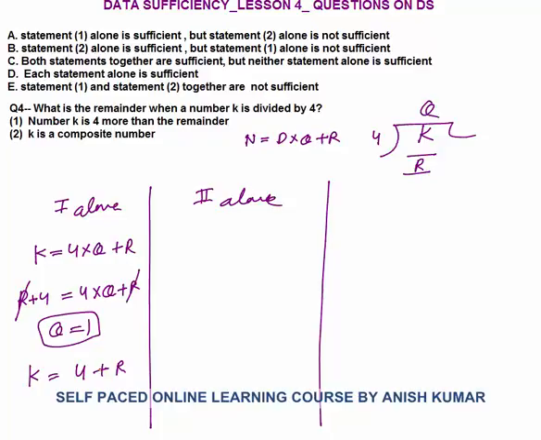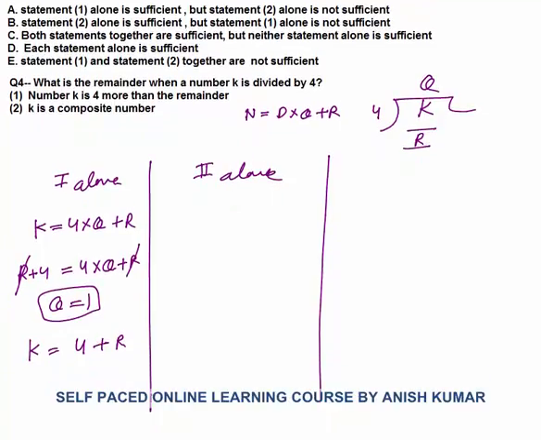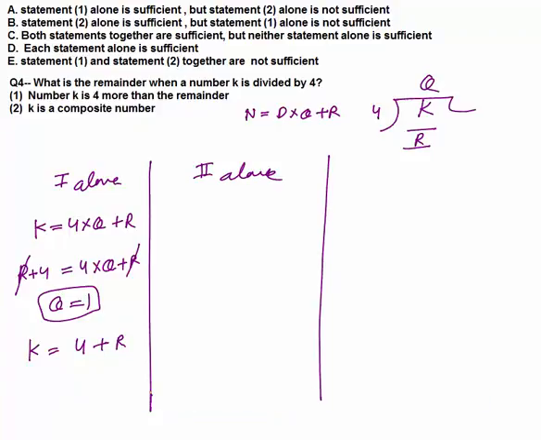Now, are we getting a unique answer? We need to calculate the remainder. When you divide something by 4, there are 4 possibilities for the remainder: 0, 1, 2 or 3. If you divide any number by 4, the remainder would be 0 or 1 or 2 or 3. So r could be 0, 1, 2 or 3.